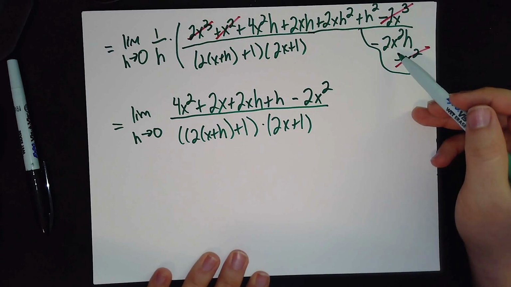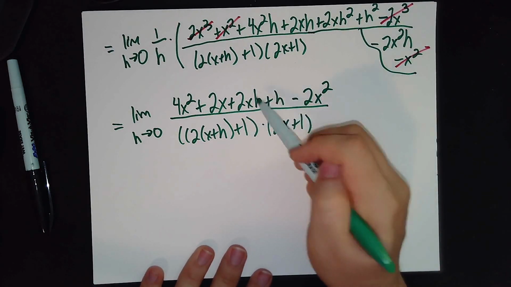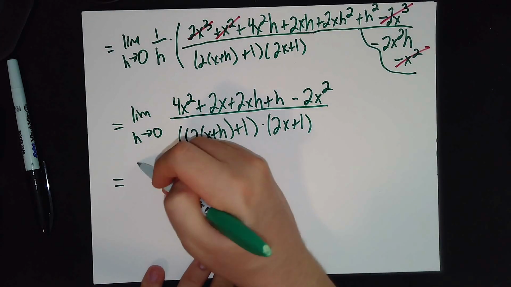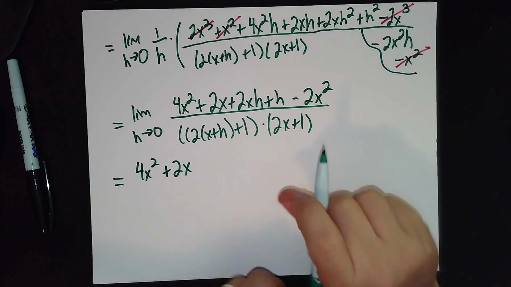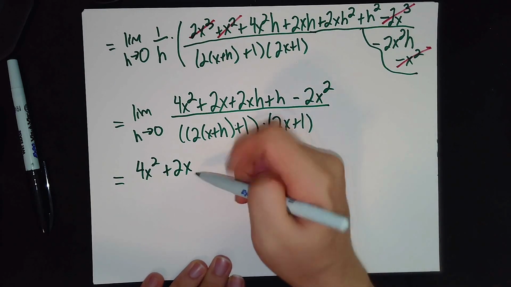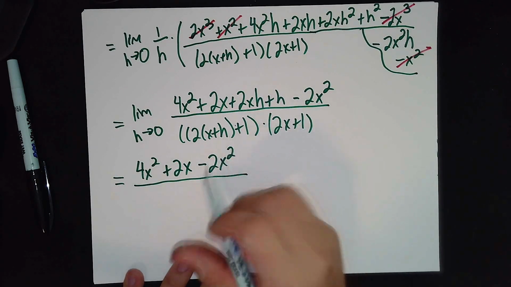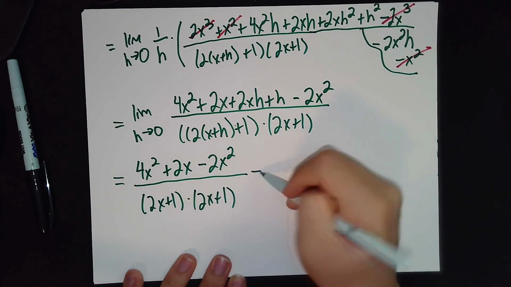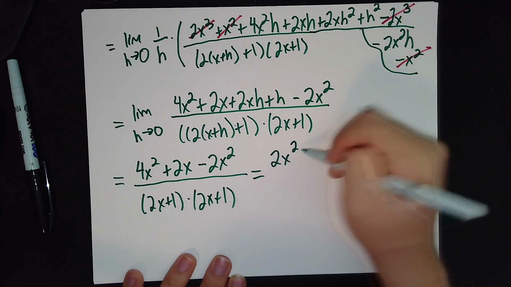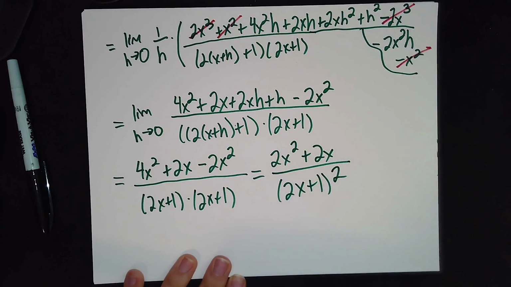Okay. And now I take the limit as h goes to 0. That is going to make these two terms here disappear. So that is going to give me 4x squared plus 2x, and then minus 2x squared, all divided by 2x plus 1 times 2x plus 1. And so once I've written that out, that'll be 2x squared plus 2x divided by 2x plus 1 squared. And so that will be our answer.